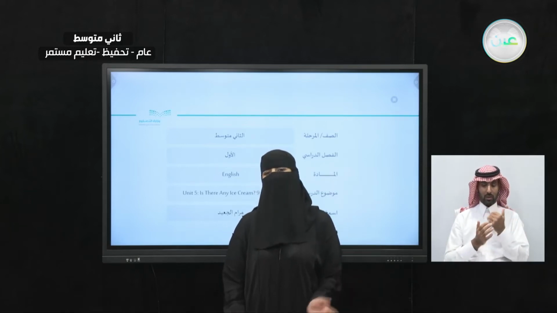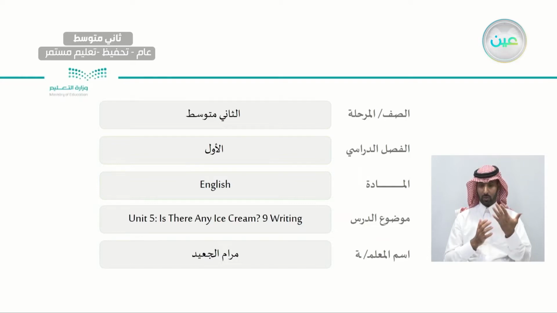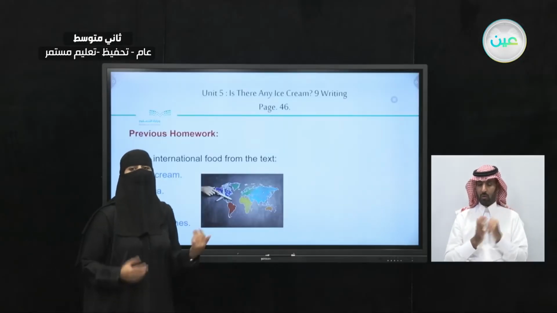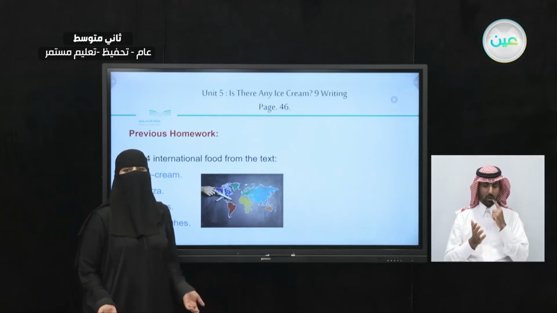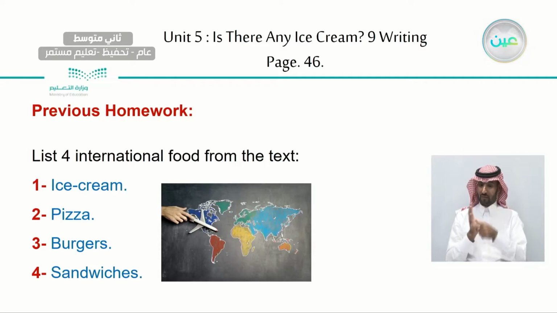What are we going to do in this lesson? Let's take a look. So we are still in Unit 5. Is there any ice cream? And today's lesson is going to be a writing lesson. But before we start, let's take a look at the previous homework. What were you asked to do and what did you do about it? So we were asked to list 4 international food from the text, the reading text.